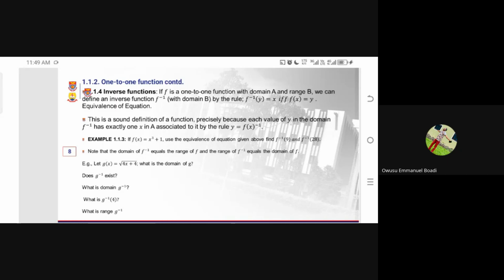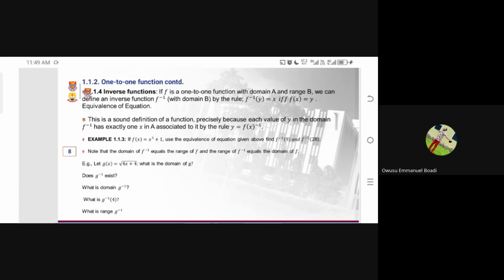As we stated, the domain A and the range B, I will illustrate it very soon, don't worry. We can define an inverse. So if you have a function f of x, the inverse will be f inverse of x with domain B, and the rule will be that.